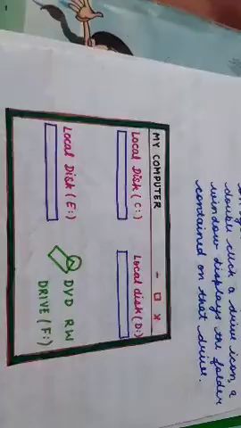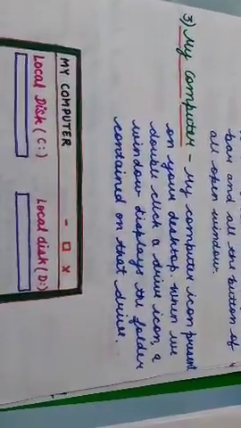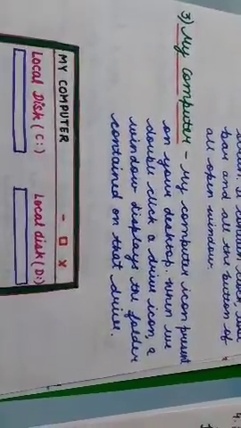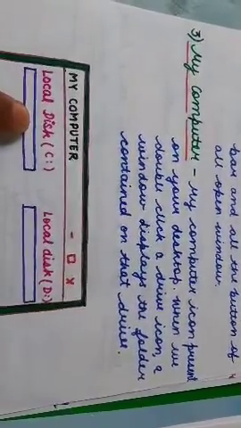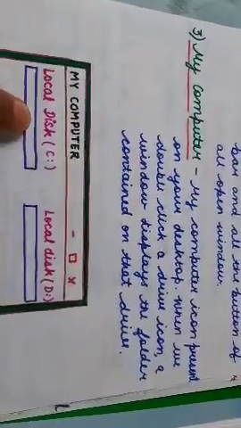Second way is My Computer. The My Computer icon is on your desktop. When we double click on My Computer, it will open like this figure: Local Disk C, Local Disk D, Local Disk E, DVD, read and write drive F. When we double click on any drive icon, for example the C drive, then all the folders and files included in the C drive will be displayed.